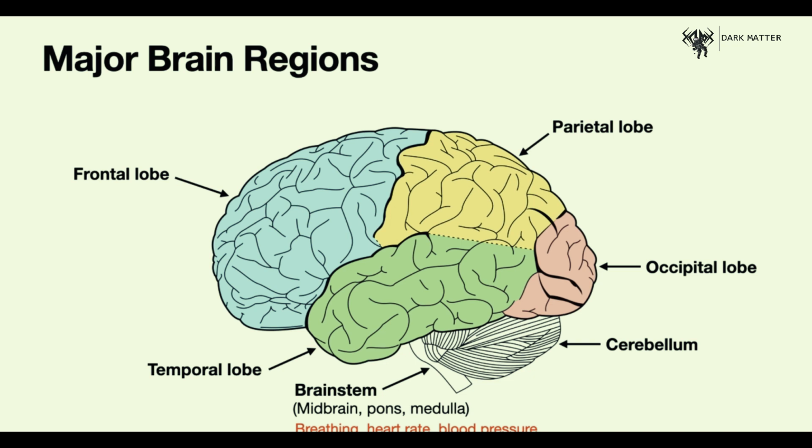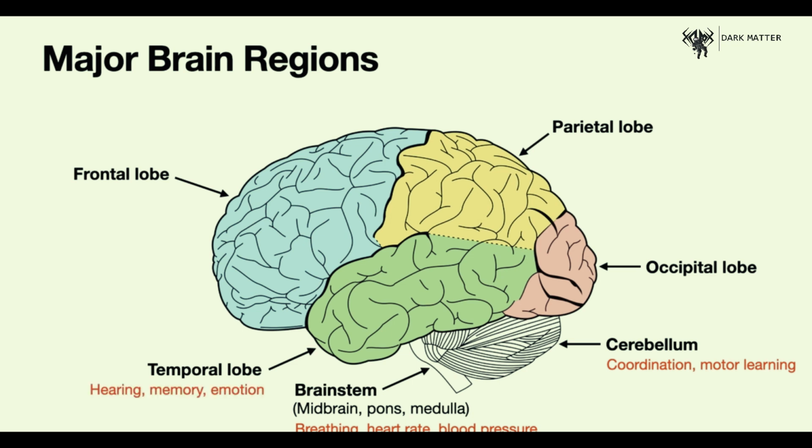Now, the cerebellum is very important for coordination, for balance, and motor learning. So an example of motor learning is riding a bike. So the cerebellum is required for something like that. The cerebellum also ensures that our movements are fluid and coordinated rather than disjointed.